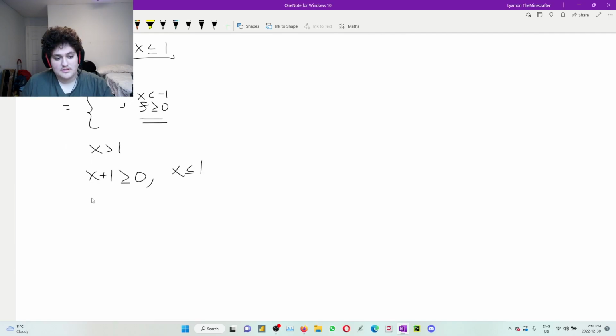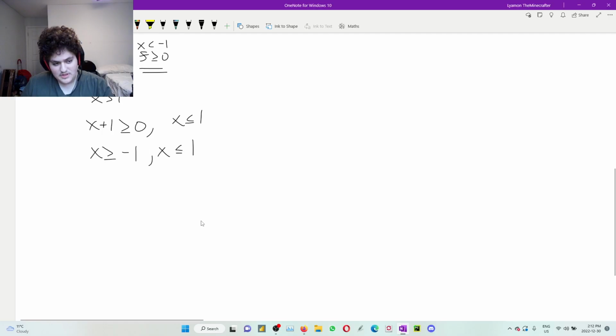So this gives us x has to be greater or equal to negative 1. Just subtract 1 on both sides. And x has to be less than or equal to 1. So basically we have to do the intersection of these two sets, and so we get this range of negative 1 to 1. Because if x is less than negative 1, then it's not greater than or equal to negative 1. But if it's greater than 1, then it's not less than or equal to 1.